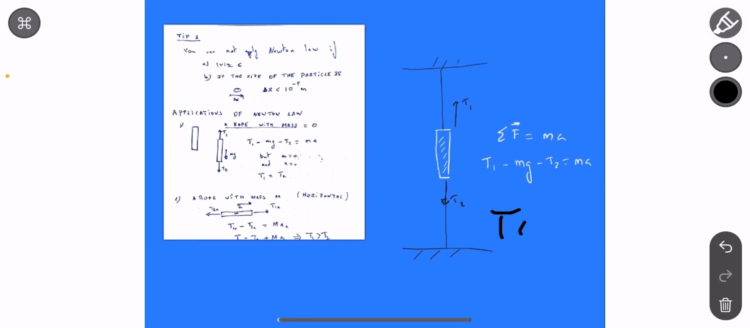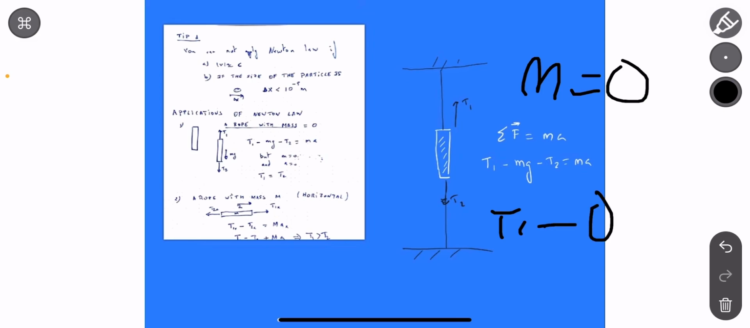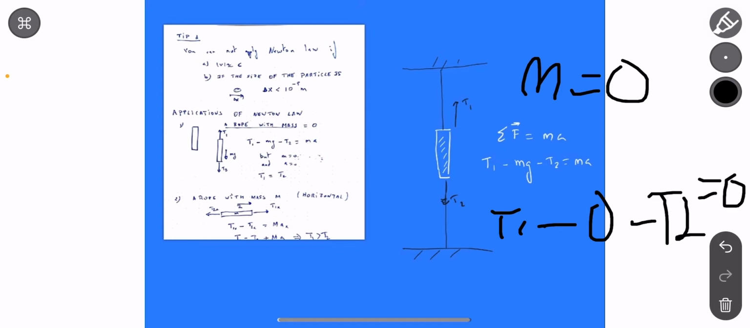Now, in another case, if the mass is just zero, we can do this equation also. If m was zero, it would be T1 minus zero minus T2, which would equal zero as well. And then essentially we could just move this over and do algebra, and it'll be T1 is equal to T2.